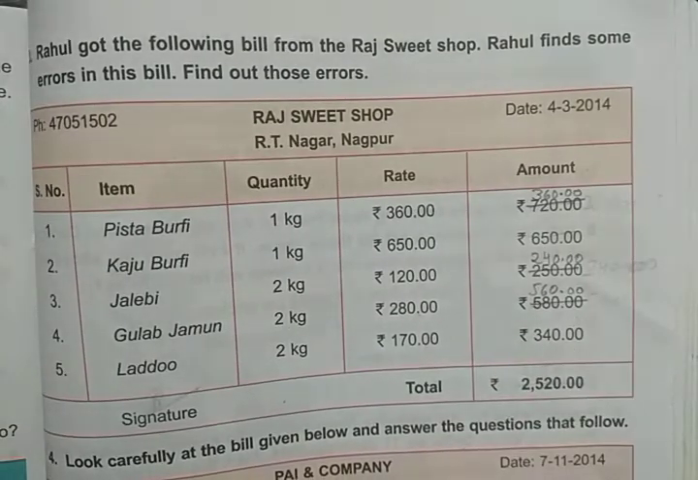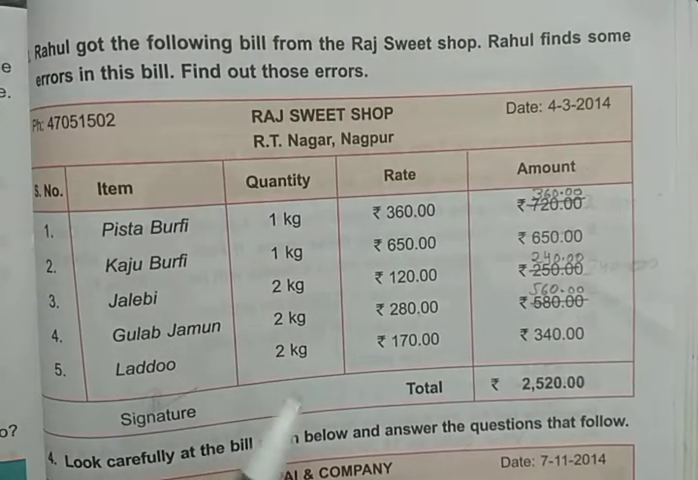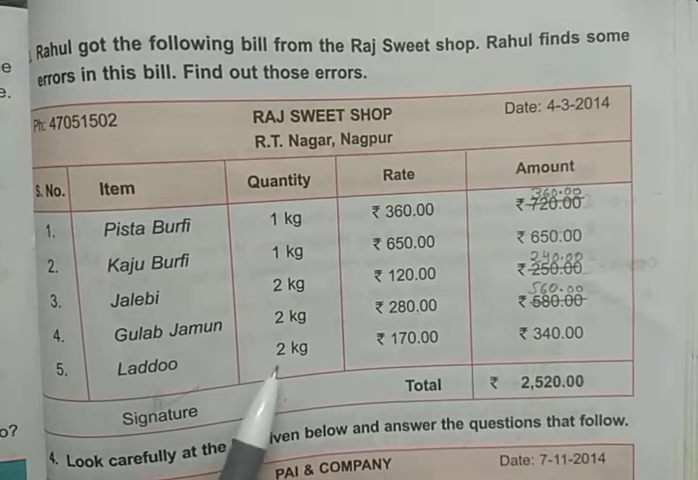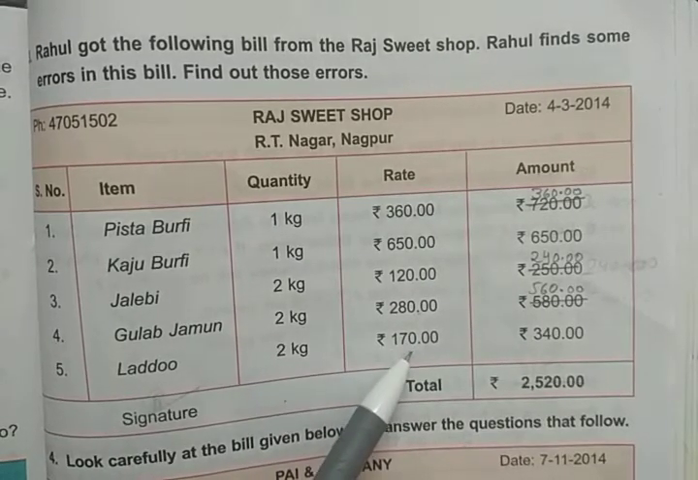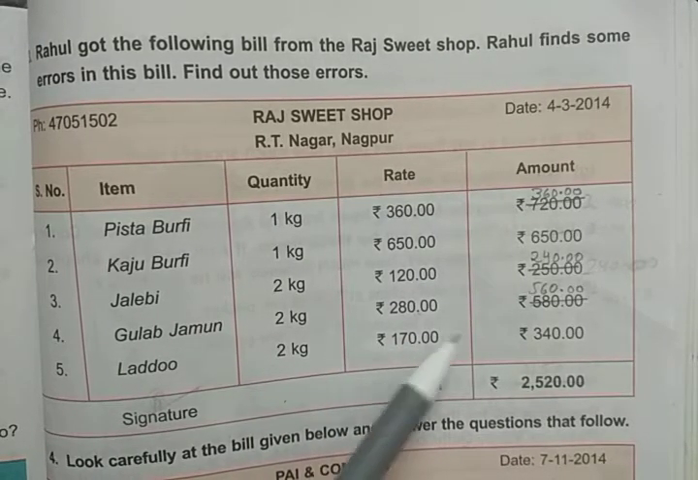So there is again a mistake or error. Next is laddu. Quantity is 2 kg and rate is 170 rupees. So what will be the amount?